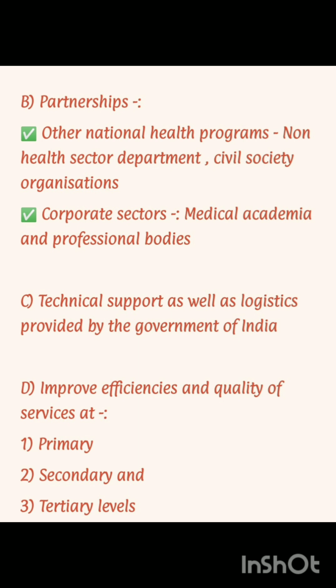Then partnerships by the other national health programs like non-health sector department, civil society organizations, then corporate sectors, medical academia and professional bodies. Then technical support is also required as well as the logistics. It is provided by the government of India, and we have to improve the efficiencies and quality of the services at three levels: primary level, secondary level, and the tertiary level. Now, one by one, we will discuss about these levels.